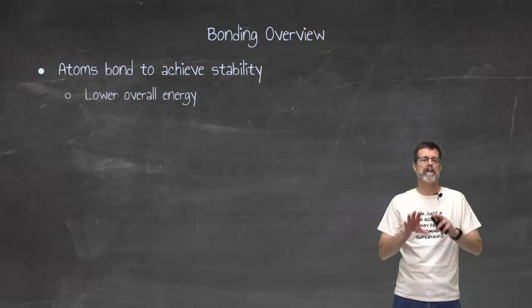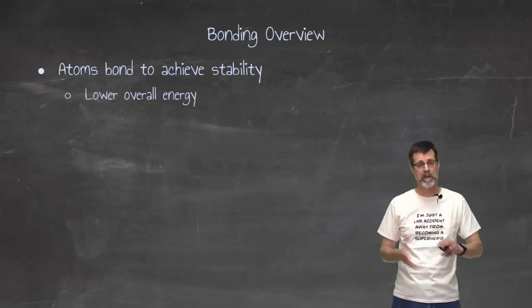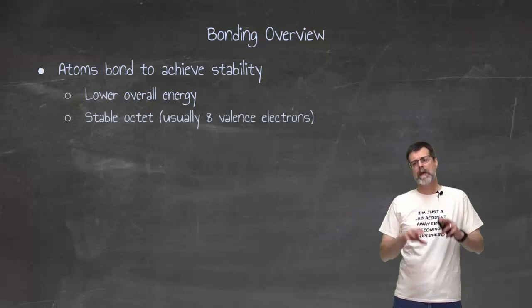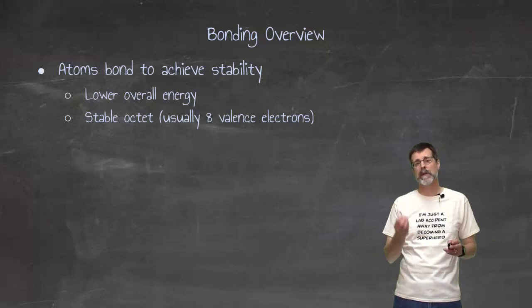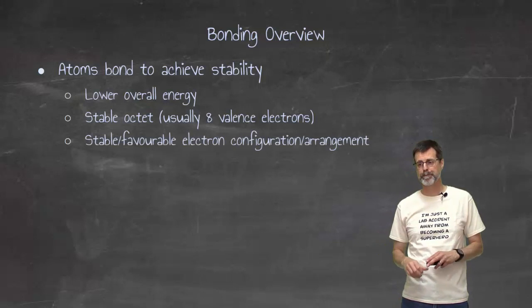But there is this idea of overall lowering of the energy. Atoms are always trying to get to a point of lower energy, so they're going to dump energy any chance they can get. A stable octet is still not a terrible thing. It's still a worthwhile pattern, although again, it's not usually a driving force.